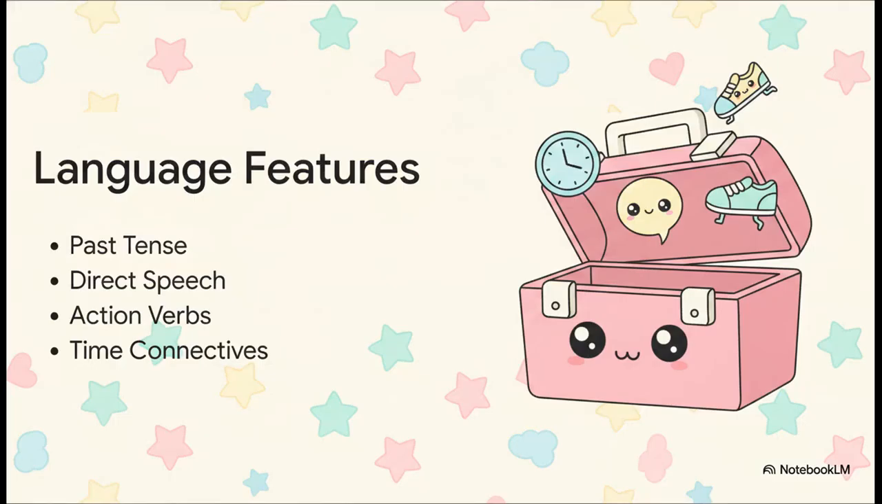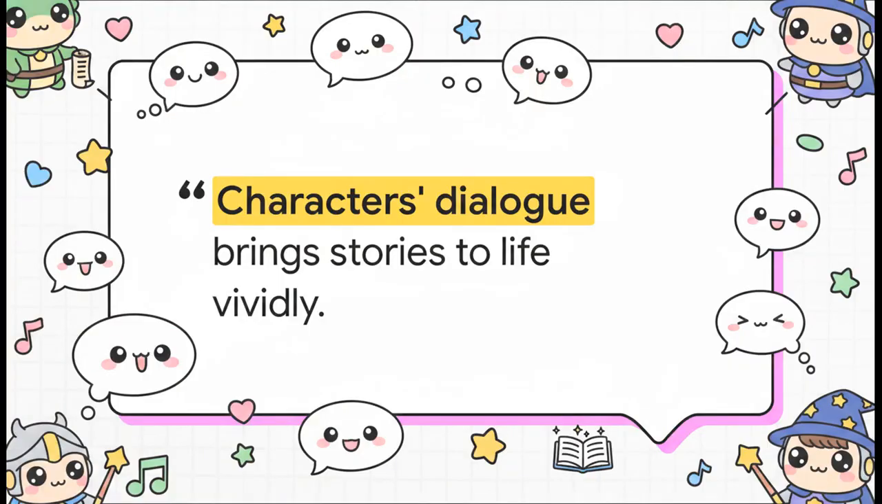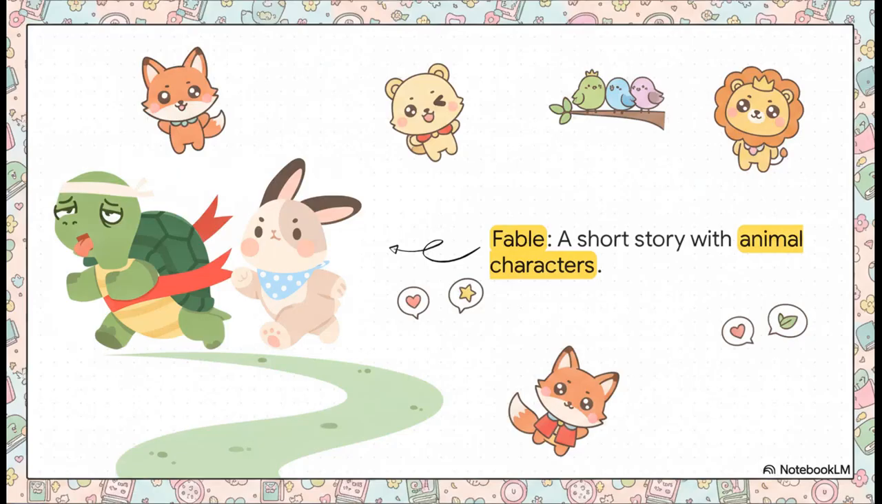To build these worlds, storytellers use tools like the past tense, action verbs, and time connectives. They also use direct speech. Hearing characters actually talk brings the whole story to life. There are tons of narrative types.